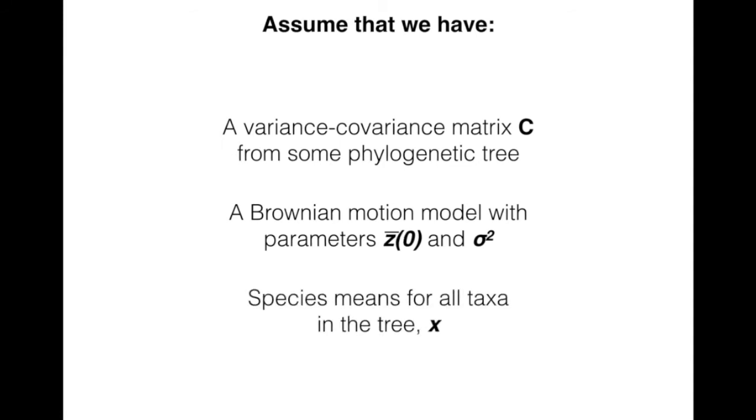We also assume that we have species means for all taxa in the tree, and that's going to be denoted with this x. And x in this case represents an n-dimensional vector, where n is the number of species, and we have a mean for each species in the tree. Given all of those things, we can write down an equation for the likelihood of our data. So the likelihood of our data x, given our model, which is the 2 parameters of the Brownian motion model, and C, which describes our phylogenetic tree, is given there.